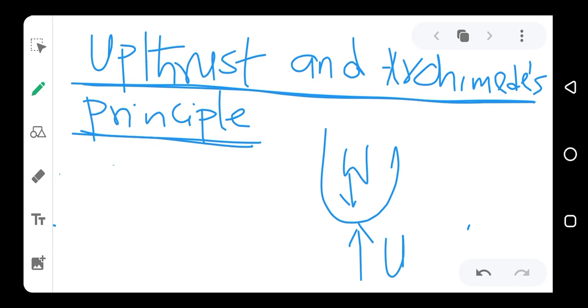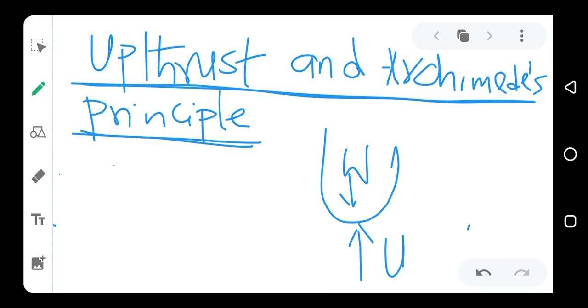So upthrust is actually said to be the weight loss in an object. When you measure the weight of an object in air, outside a liquid, and you measure its weight inside a liquid like water, you will find out that the weight of the object in air is different from its weight in liquid, and that difference in the weight of the object is what we call upthrust.